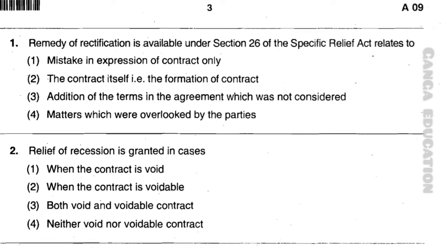Now question number 2, relief of rescission is granted in cases: option number 1, when the contract is void. Option number 2, when the contract is voidable. Option number 3, both void and voidable contract. Option number 4, neither void nor voidable contract. And the correct answer is option number 3, both void and voidable contract.